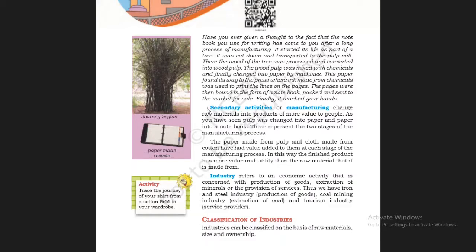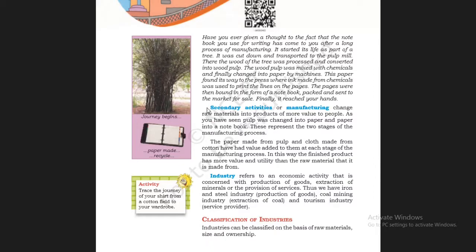The wood pulp was mixed with chemicals and finally changed into paper by machines. So this wood pulp was mixed with chemicals and at last it changed into paper by these machines. This paper found its way to the press where ink made from chemicals was used to print the lines on the pages. So after making that paper, it reached the press, where ink made from chemicals was used in order to print the lines on the pages. The pages were then bound in the form of a notebook.